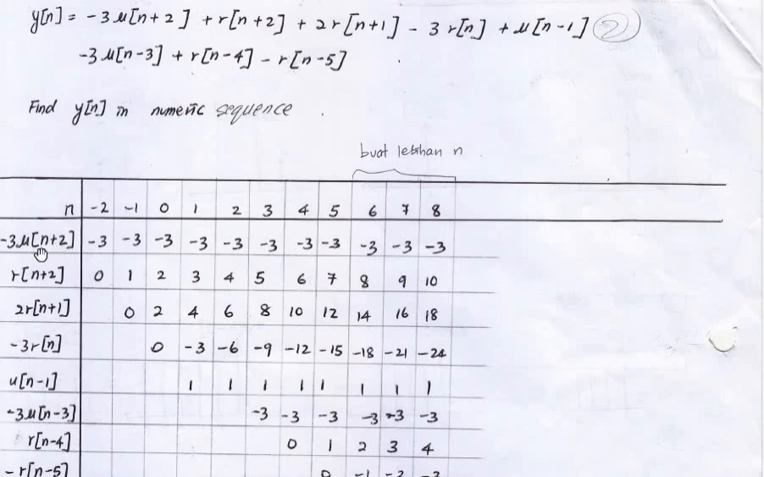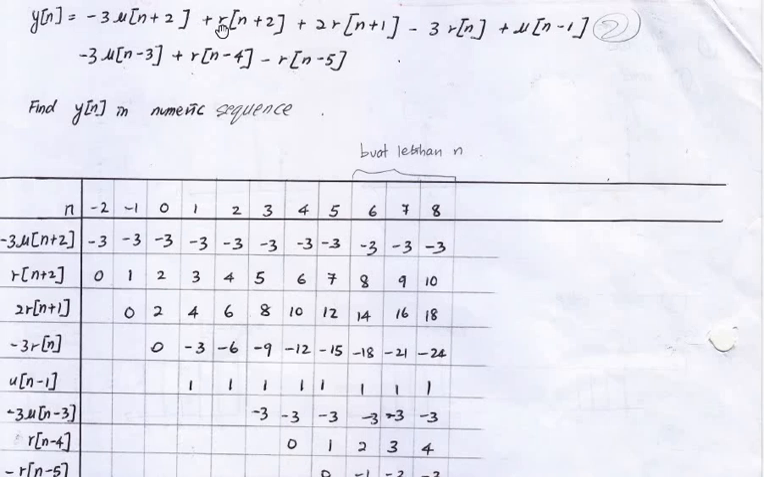As I told you just now, n+2 means that n is starting from -2 up to infinity, and the amplitude is -3. So you write down your signal here, -3 starting from -2 up to infinity. All the values are the same because this is a unit step.